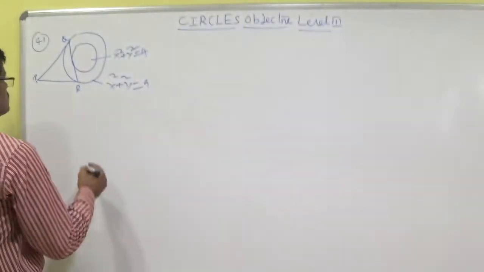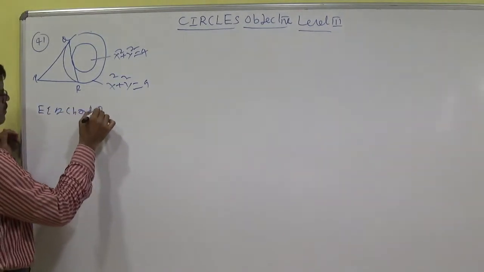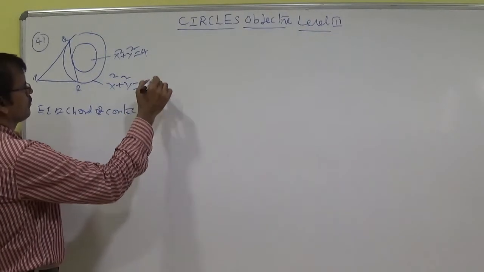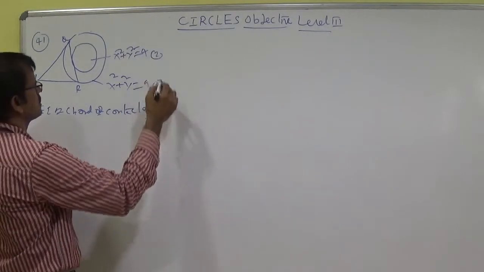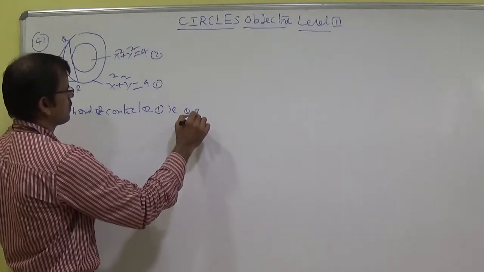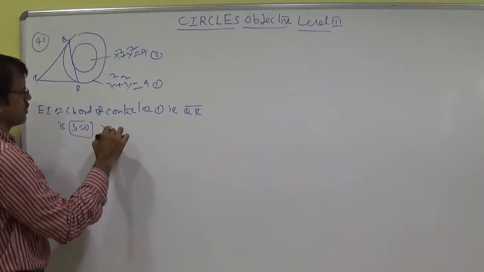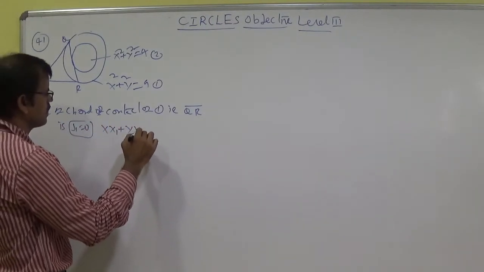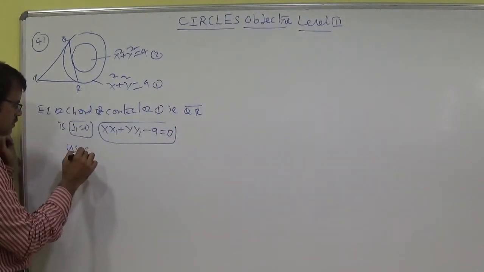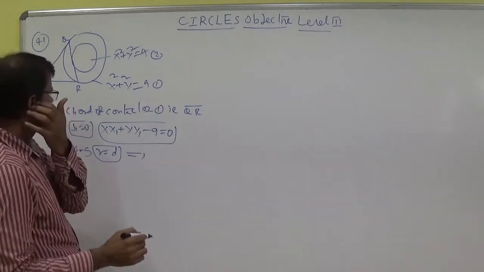Now let us write the equation of the chord of contact. This is the first circle and this is the second circle. The equation of chord of contact of the first circle, that is the equation of QR, is S1 equal to 0. S1 notation is xx1 plus yy1 minus 9 equal to 0. So using r is equal to d. What is r? 2, the radius.